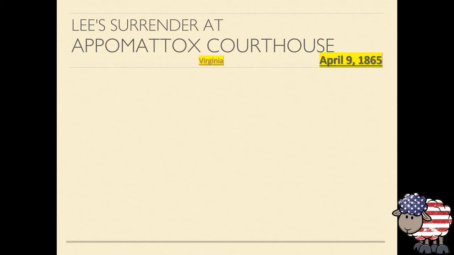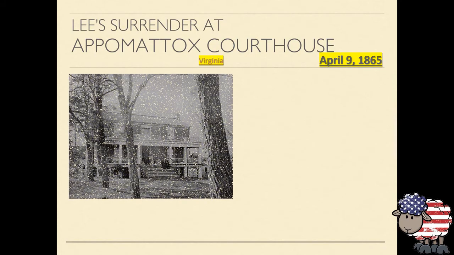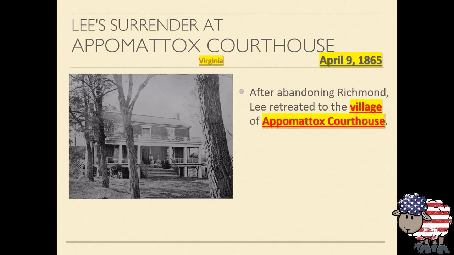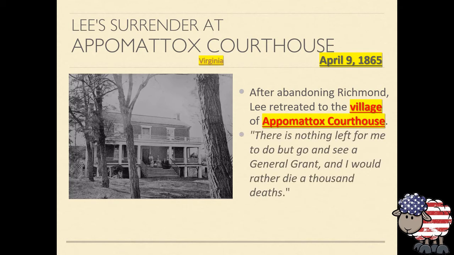Here's the image of where the surrender was signed. Remember, it's a village, not an actual courthouse. Appomattox Courthouse. And now, in speaking about having to go to surrender, Lee said there's nothing left for me to do but go and see General Grant, and I would rather die 1,000 deaths. Speaking of having to surrender.